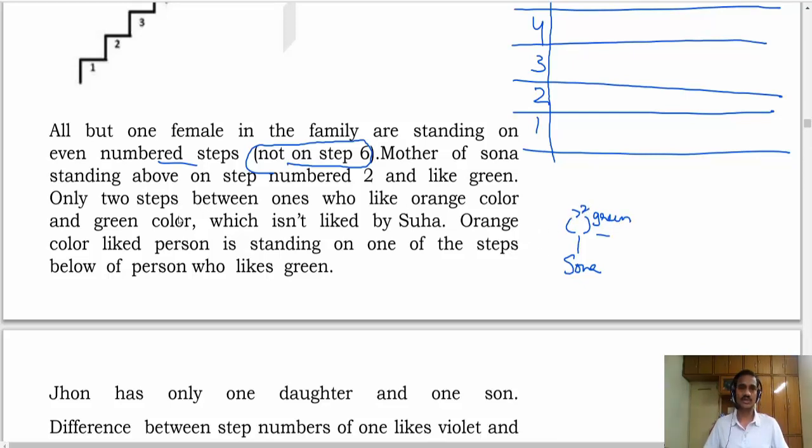Only 2 steps between orange and green, and orange is standing one of the steps below green. Orange is below green, with 2 steps in between these two. Orange is here, and this orange is not liked by Suha. And this is the information in the first one.